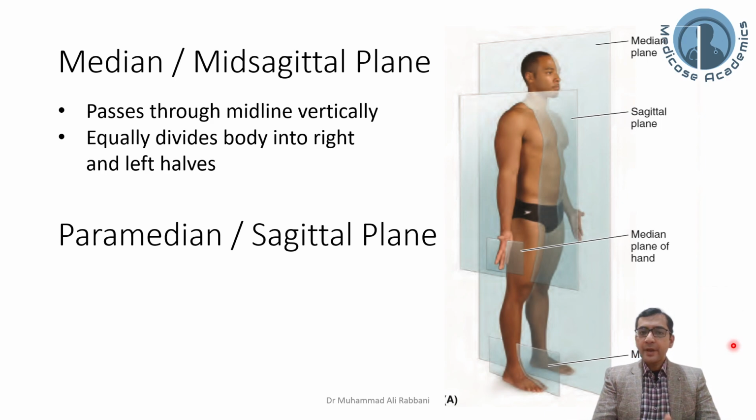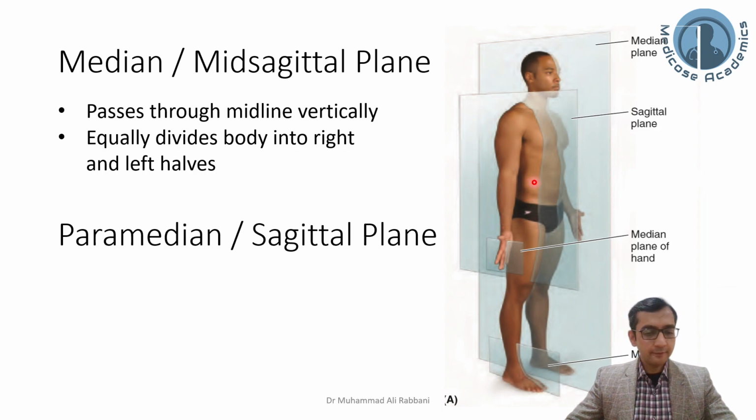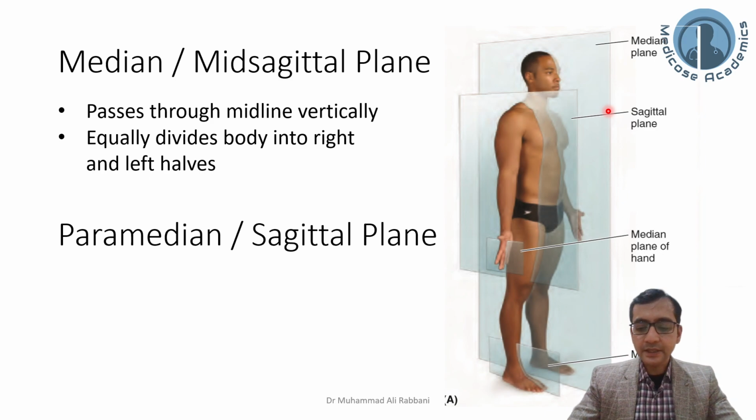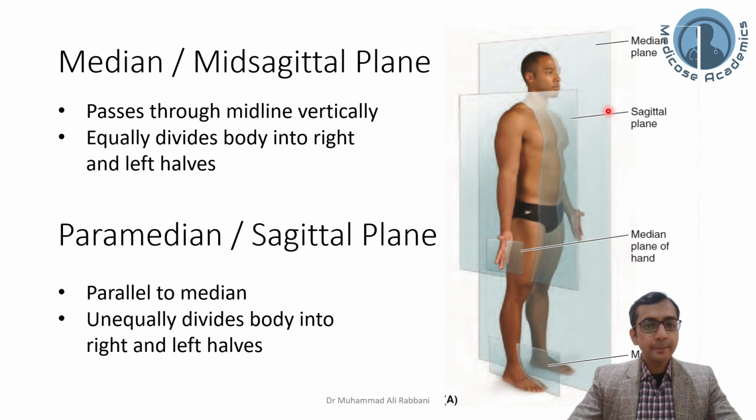Then there is the paramedian plane or sagittal plane. The name may give away its answer already. It's any plane that is parallel to the median plane, that is known as paramedian plane. So the plane in the midline is the mid-sagittal plane. Any plane, this plane, this plane, this plane, all the rest of the planes will be paramedian planes.